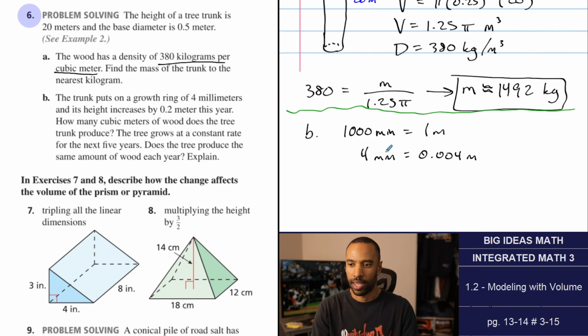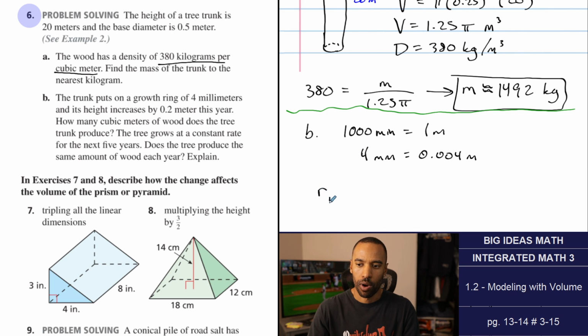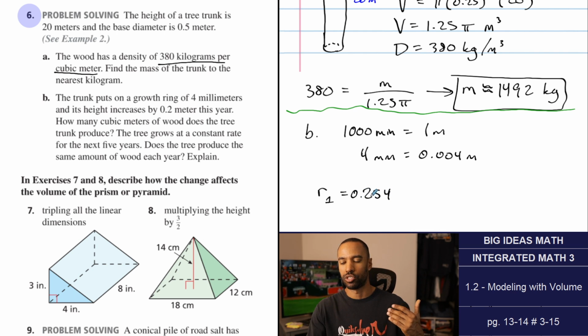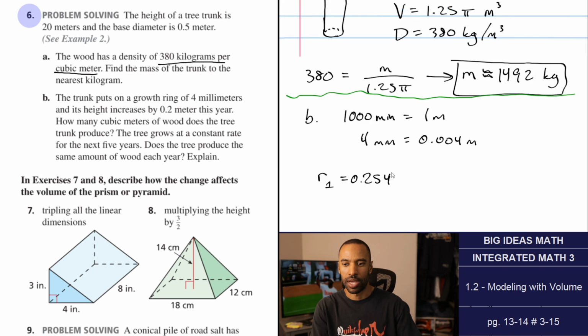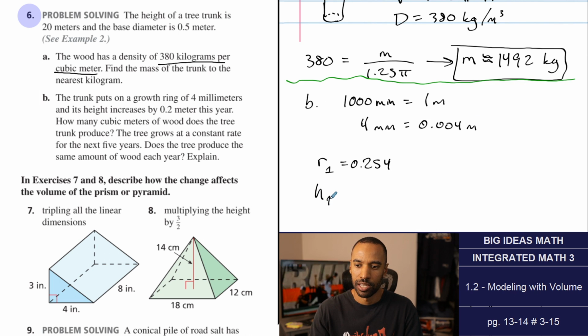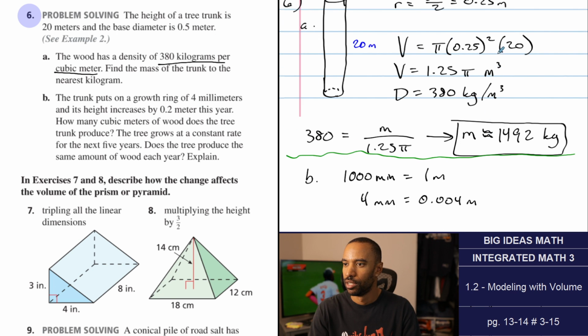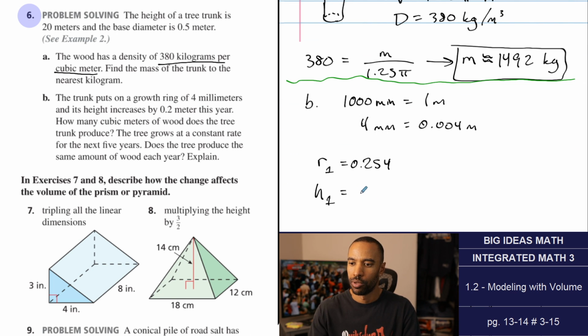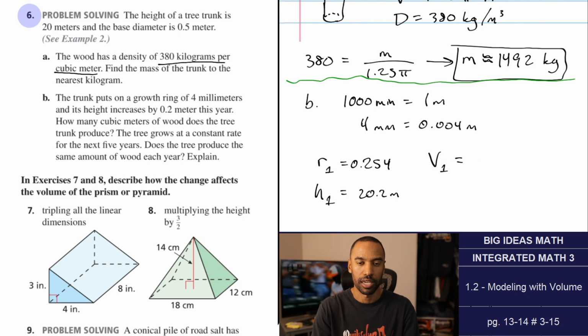So 0.004 meters are added, we want to add it to the radius, right? So now the new radius of this after 1 year, R sub 1 I'll call it, is 0.254. We're adding the 0.004 to the 0.25. Now the new height of this object is going to be just adding 0.2 meters to the 20 meters. So 20.2 meters. So volume of this object 1. And they only ask for volume, not density. It's, again, a lot like that example problem. So how many cubic meters does it produce?